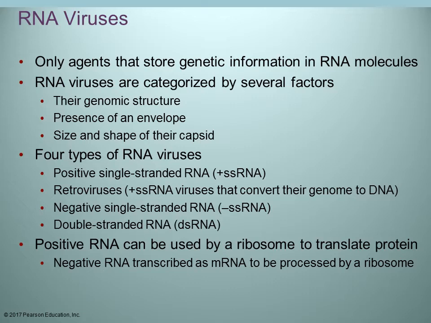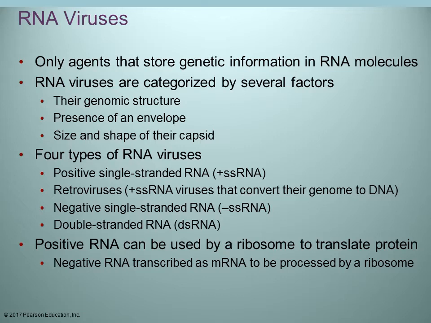How do we classify them or put them into categories? Number one, by their structure in terms of, are they single-stranded, double-stranded? Is there an envelope present or not? Is there the capsid? What is the shape of it? What is the size of it? And so there's 4 different types of RNA viruses, or 4 different groups of them.